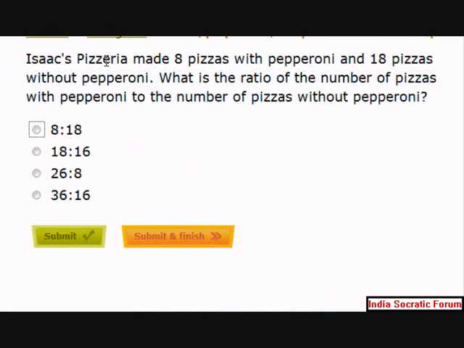Isaac's Pizzeria. Pizzeria means pizza store. Okay. Isaac's pizza store made 8 pizzas with pepperoni and 18 pizzas without pepperoni. Or you can say 8 pizzas with tomato, 18 pizzas without tomatoes. What is the ratio of the number of pizzas with tomato to the number of pizzas without tomatoes? Good. Slowly read, write it down, step by step.